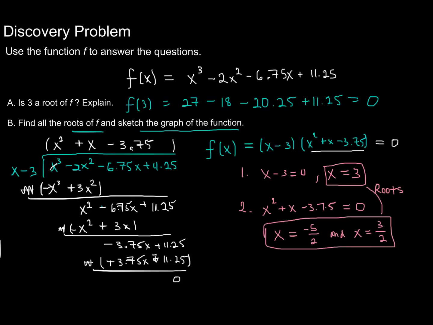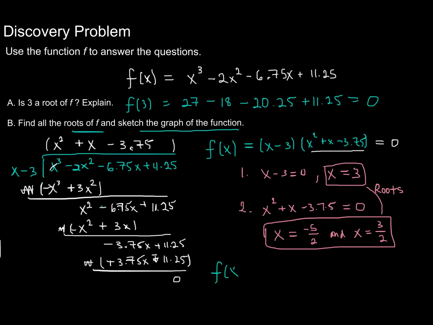Using the quadratic formula, we get two more roots. They're different: negative 5 halves, or negative 2.5, and 3 halves, which is 1.5. So now with these three roots, we can go ahead and sketch a graph of the function. Before we do that, I want to point out how we can also use each of these roots to write the function in fully factored form. Because now that you know all the roots, you can write all of the linear factors.